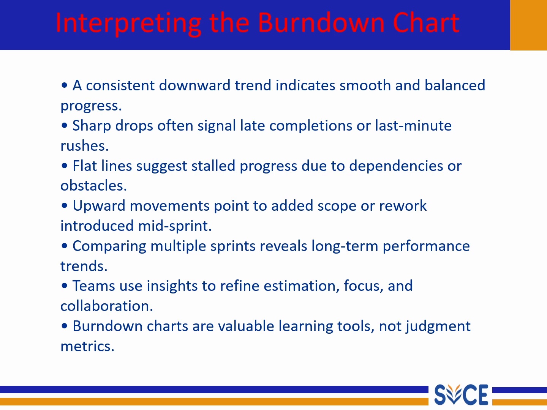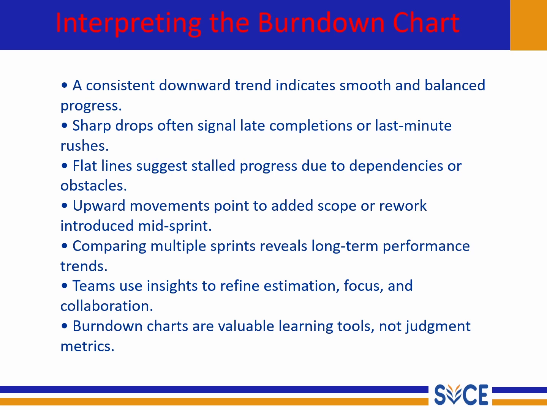And the next one, flat lines, are something to watch carefully. They show the progress has stalled, maybe due to technical dependencies, delays in the review or other obstacles blocking the flow of work. Now, if the line moves upward, that means scope has increased. Perhaps new work was added or some rework had to be done midway through the sprint. So this helps teams discuss how to handle changes without losing control over delivery.